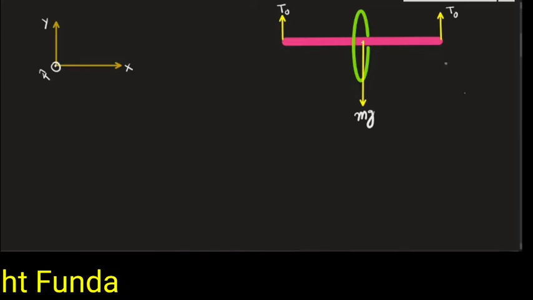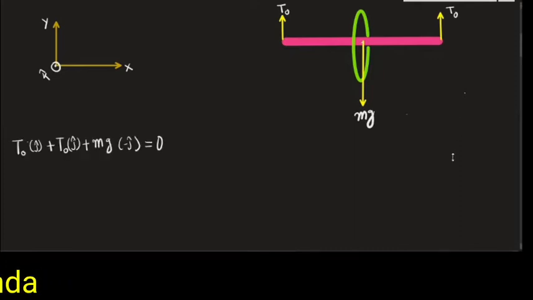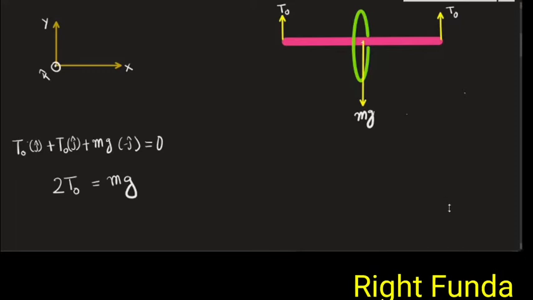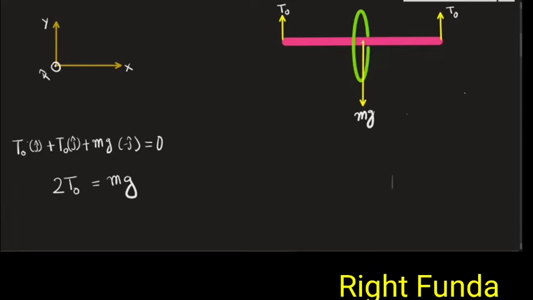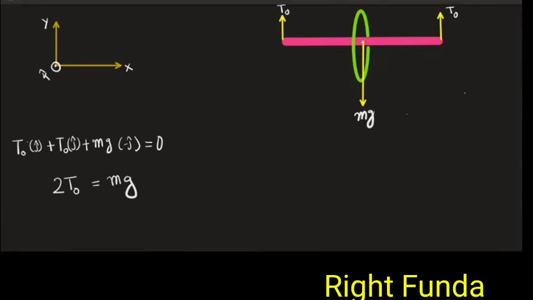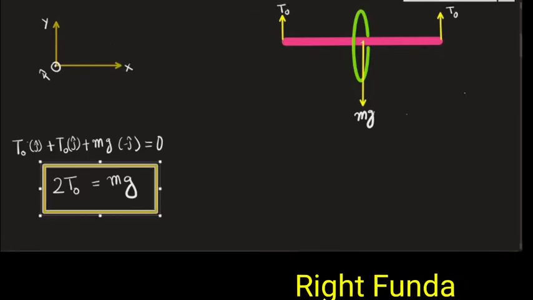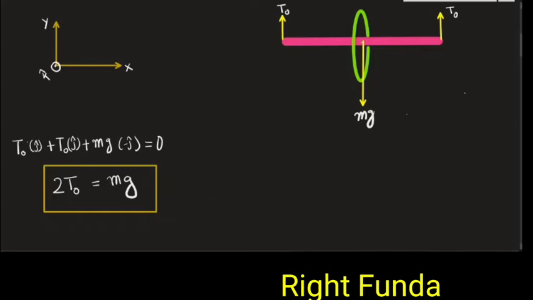If the system was in equilibrium, then the net force must be 0 and the net torque must be 0. Net torque I have already considered, that's why both the tensions are the same. The forces acting are T naught upward and mg downward: T naught j cap plus T naught j cap plus mg times minus j cap equals 0. From this I got the equation 2 T naught equals mg. The mass was not given, but I got the mass value from this: 2 T naught is equal to mg.